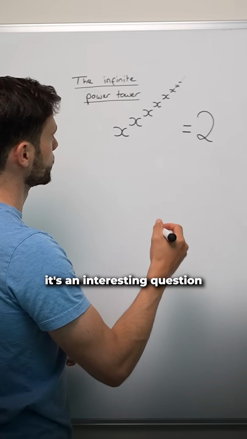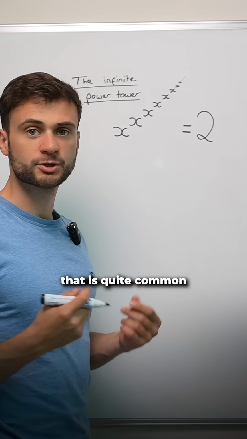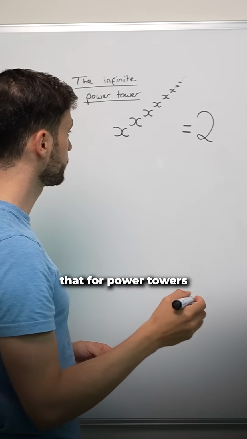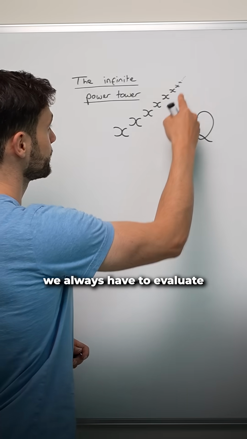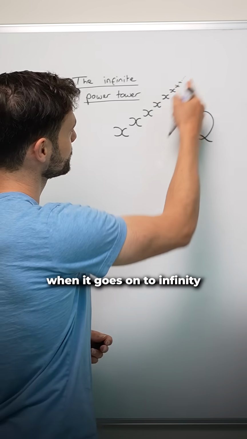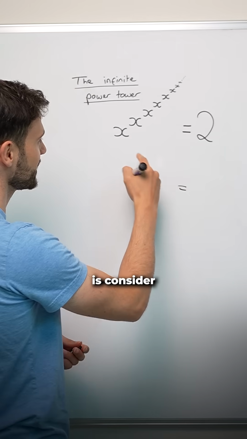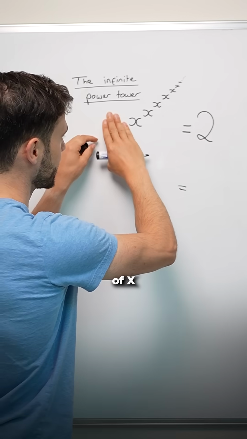It's an interesting question, and we can use a technique that is quite common for problems like this, but it's important to note that for power towers, we always have to evaluate from the top down. When it goes on to infinity, it seems pretty impossible to do. So what we're going to do here instead is consider peeling off a layer of x from the bottom.